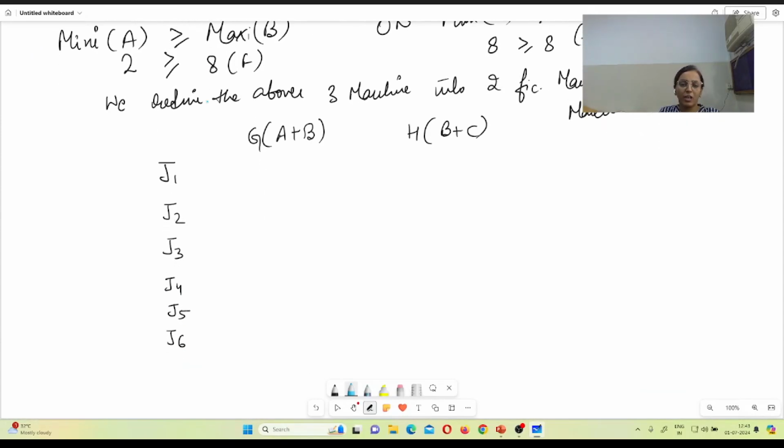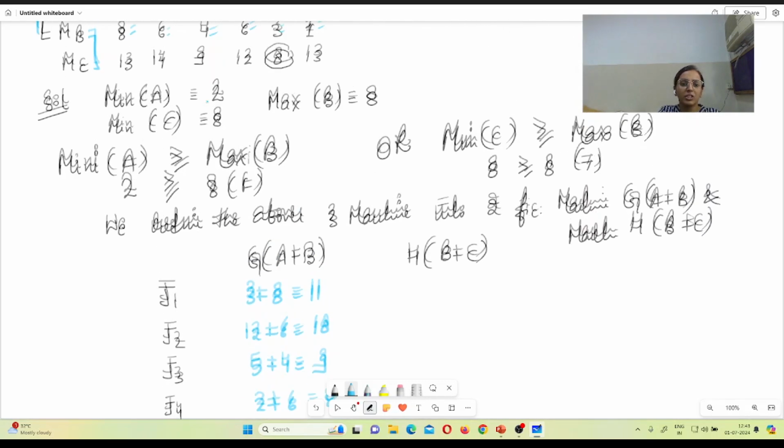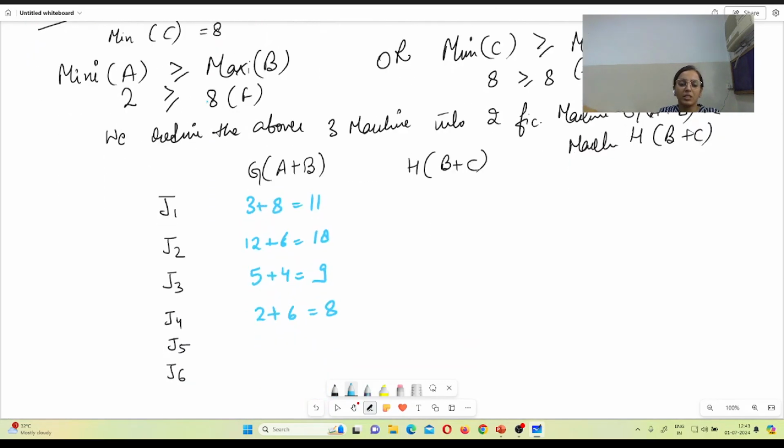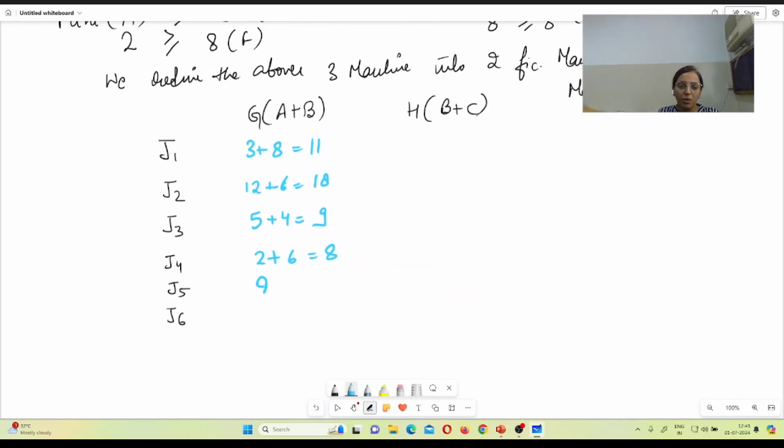Start with the values for G. We just did 3 plus 8, that is 11. For J2, 12 plus 6 will be 18. Then for J3, 5 plus 4 will be 9. For J4, 2 plus 6 is again 8. For J5, 9 plus 3 is 12. And for the last, J6, 11 plus 1 will be 12.